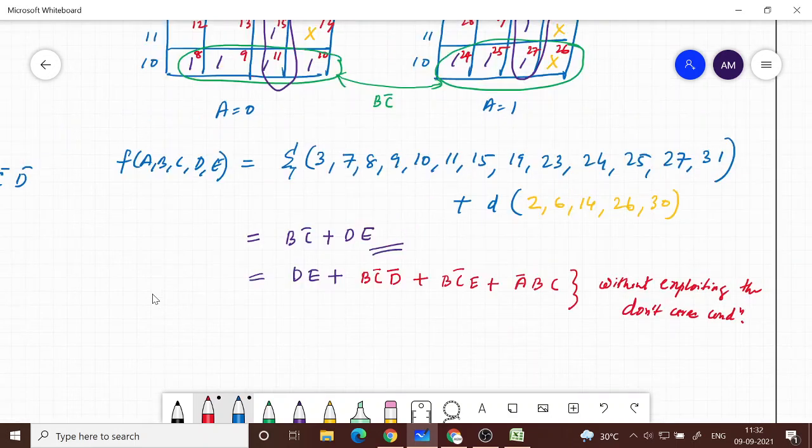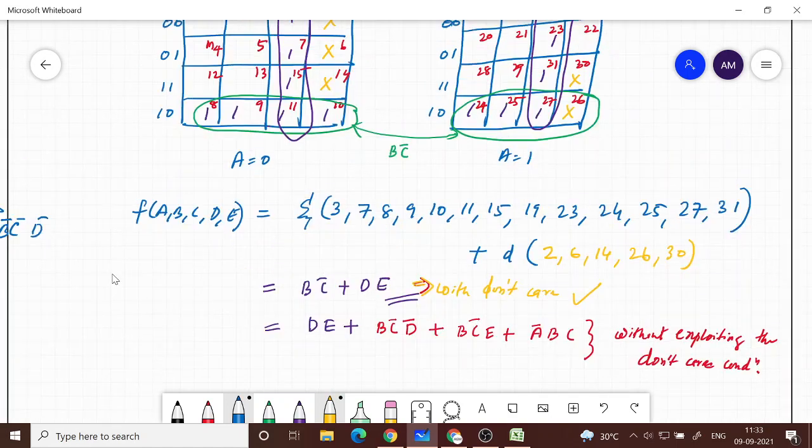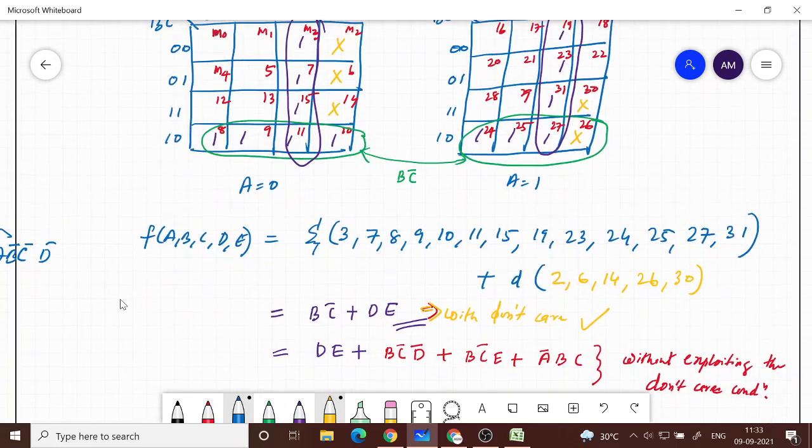Okay, and under that assumption, we are treating them as ones wherever we want to make a bigger group, just to make a higher level of simplification. So this is with the don't care. So this is the correct method for this problem, but I am just showing it to show you the power of don't care if we include them.